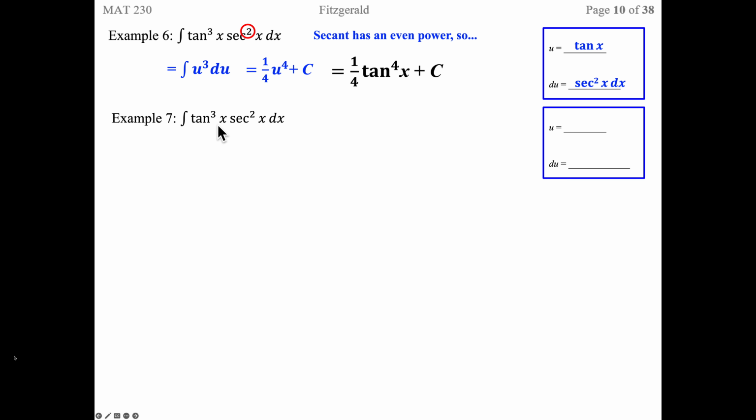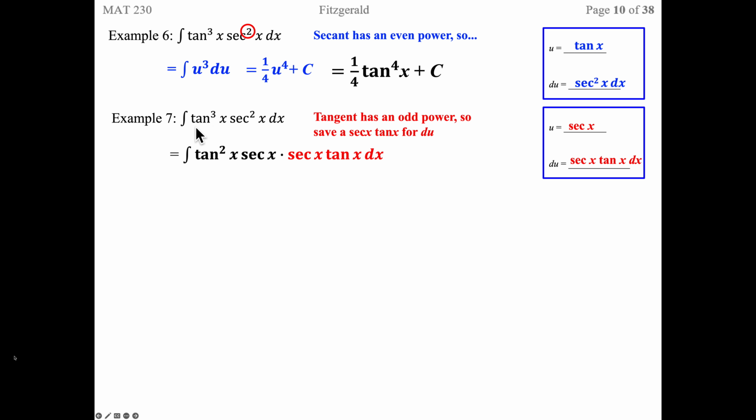Now, same problem, just a different approach, because you also have tangent being odd. You could also, probably not recommended, but it would still work, take one tangent and one secant and put it with the du, with the dx. So that's going to leave me u being secant of x. So I separate tangent cubed x into tangent squared x times just one secant of x tangent x. Here's the secant of x tangent x I factored out to match up with my dx.